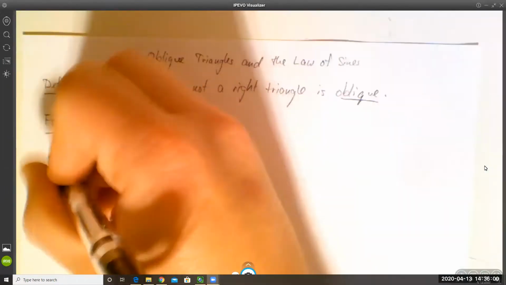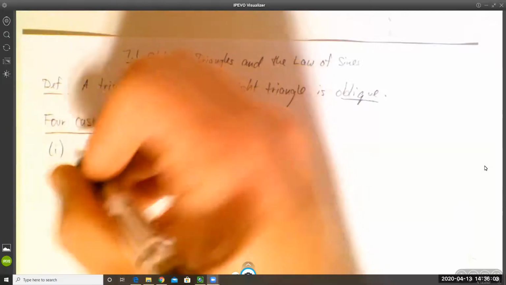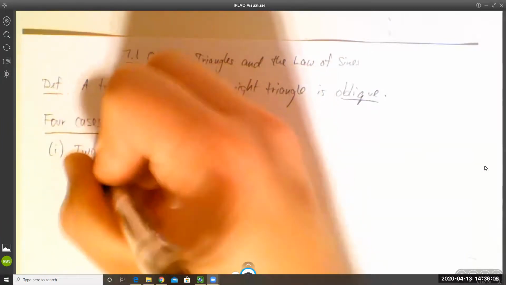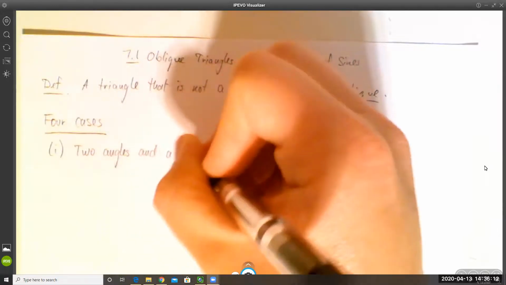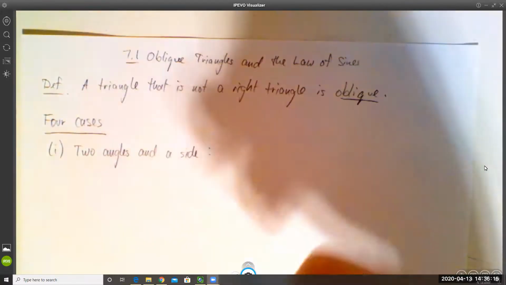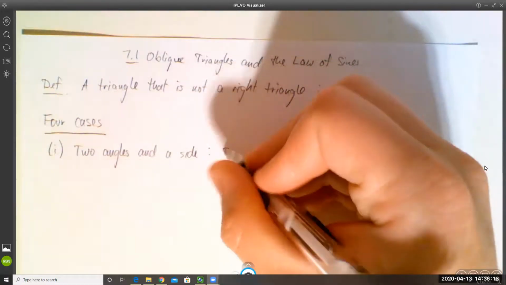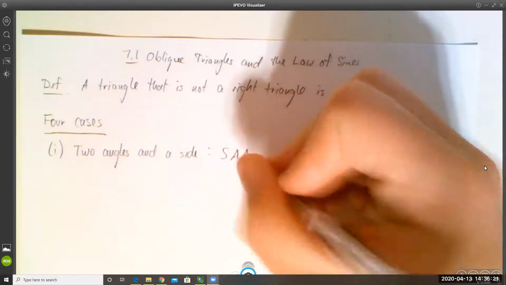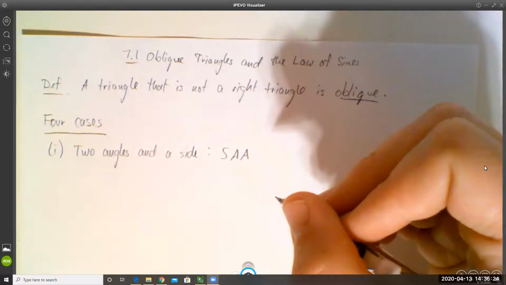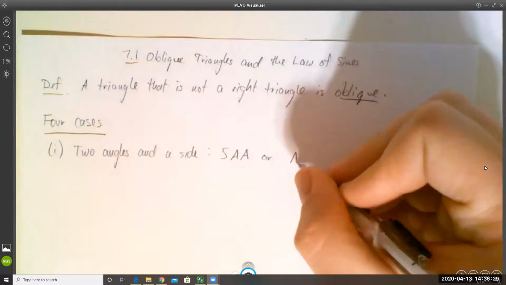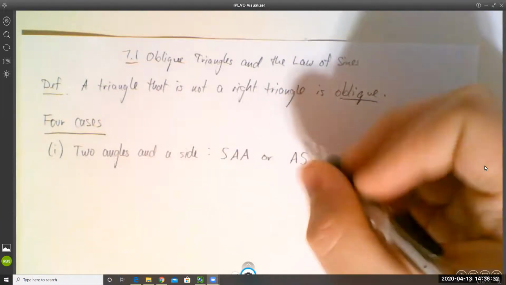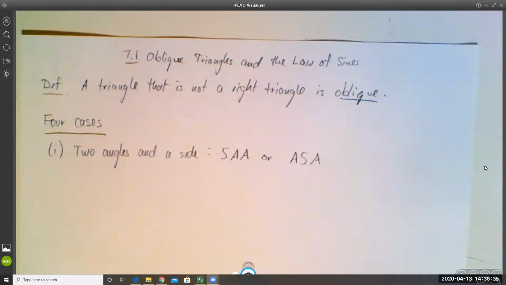So case one is that you're given two angles and a side. That can happen in a couple ways. It could happen that you're given the side and then you're given the next two angles that follow after the side. So you're given a side, angle, angle. Or it could happen that you're given an angle and then a side and then an angle, so that the side you're given is sandwiched between two angles that you're given. And those are the only two possibilities if you're given two angles and a side.